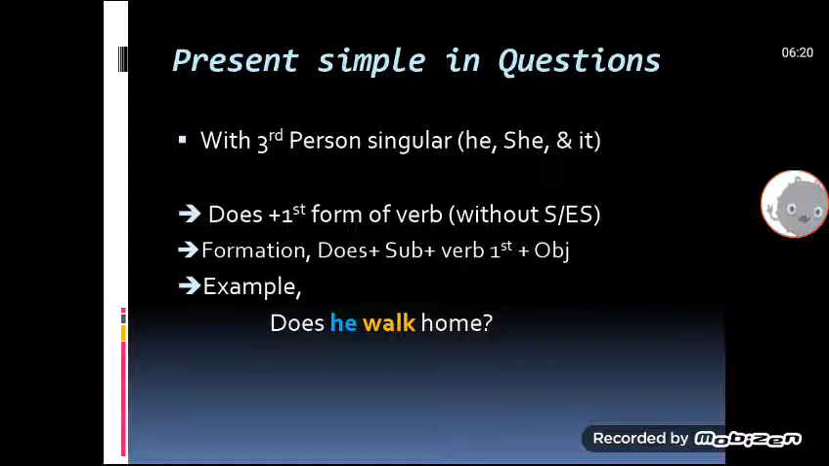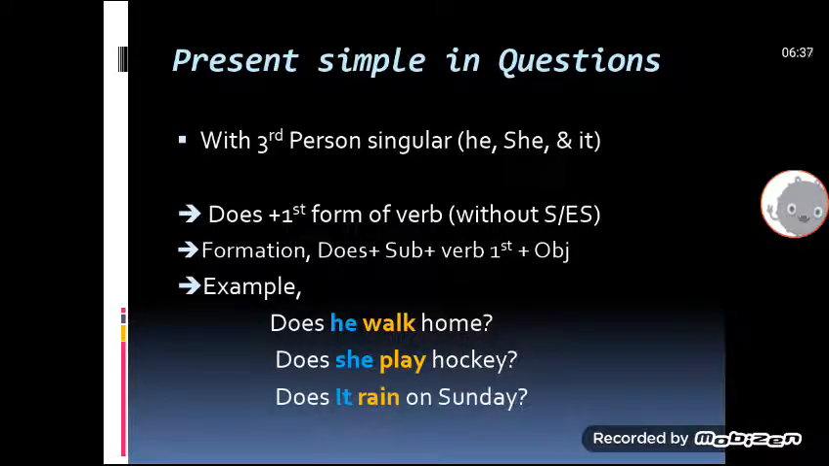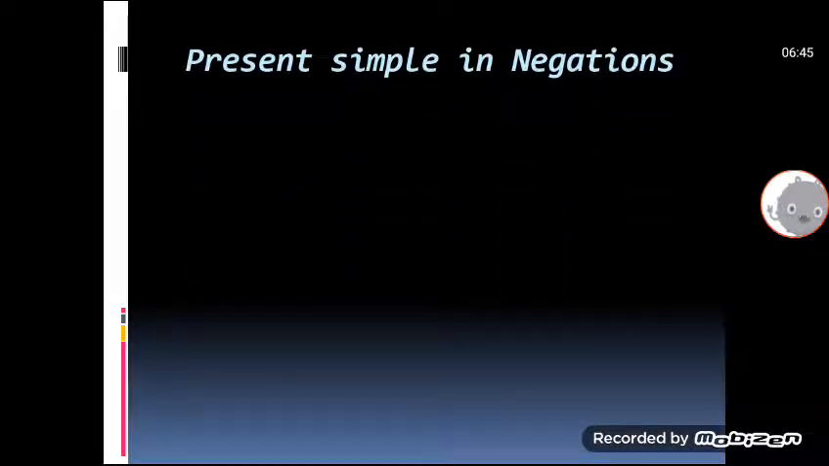Now do you remember that if we make simple, we will say he walks to home. Clear? And now we will say does he walk to home, and does she play hockey, third person singular, he or she. Does it rain on Sunday? Clear? We are using does here with the third person singular.